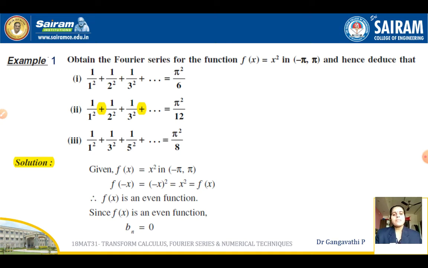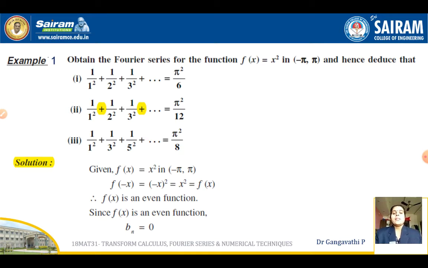Obtain the Fourier series for the function f of x is equal to x square by 2 in the interval minus pi to pi, and hence deduce that first one, 1 by 1 square plus 1 by 2 square plus 1 by 3 square and so on is equal to pi square by 6. And second one is 1 by 1 square minus 1 by 2 square plus 1 by 3 square and so on is pi square by 12. And third case is 1 by 1 square plus 1 by 3 square plus 1 by 5 square and so on is equal to pi square by 8.